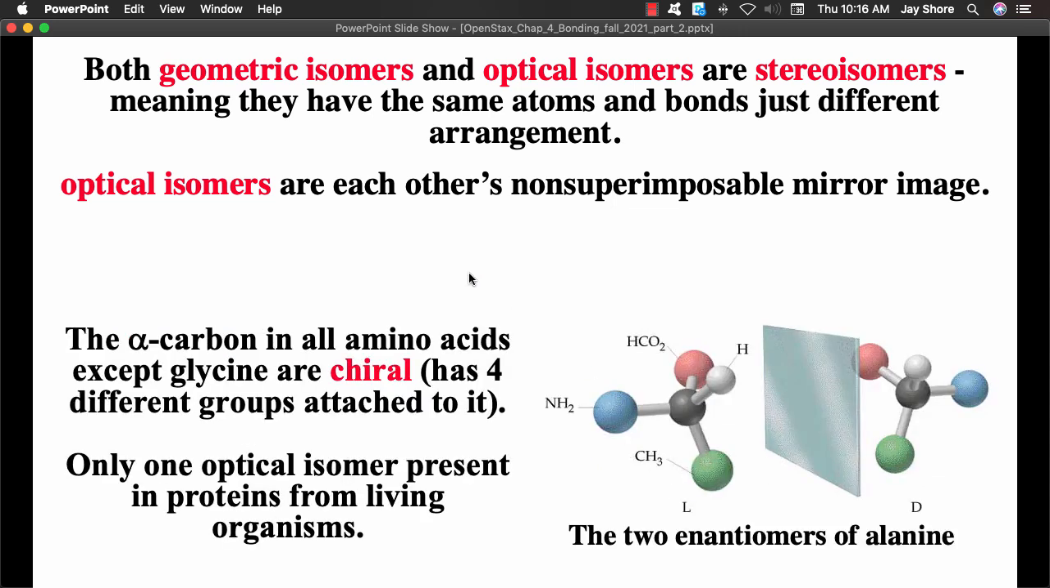Now it's really kind of interesting. The alpha carbon in all amino acids except for glycine has 4 different groups attached to it. So here you have alanine, and it's got carbon attached to this group, that group, that group, and that group. And so that means that all the amino acids except for glycine are chiral, are optically active. Now what's really kind of interesting is only one of the optical isomers is actually present in proteins from living organisms.